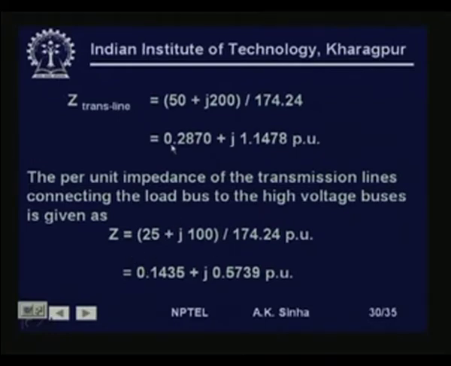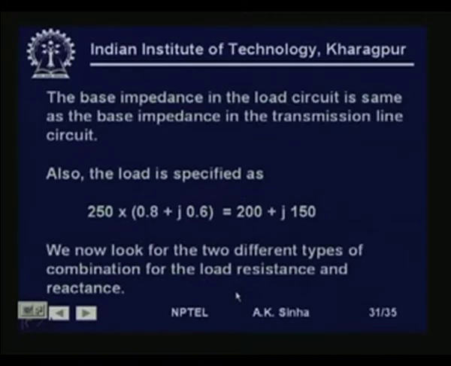So, for the transmission line having impedance 50 plus j200, the per unit value comes out to be 0.02870 plus j1.1478 per unit. Similarly, for the transmission line having impedance value of 25 plus j100, the value comes out to be 0.1435 plus j0.5739 per unit.